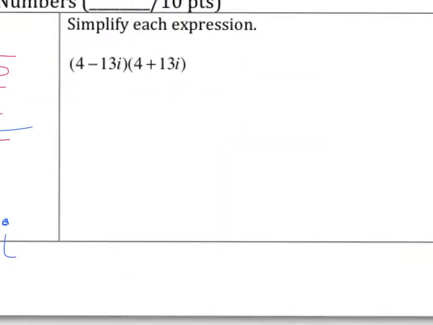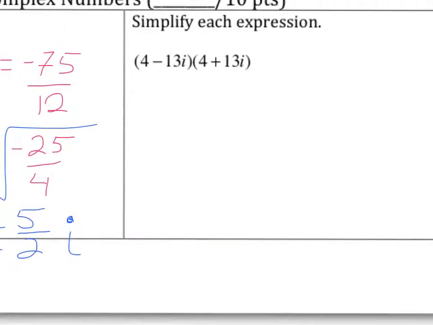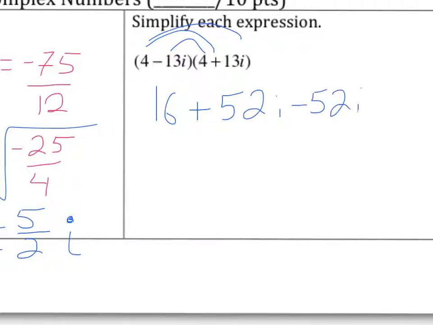Continuing with complex numbers, I ask you to simplify a complex number expression. Generally, again, we treat these just like we treat binomials. So 4 times 4, I get 16. 4 times 13i, I get 52i. Negative 13 times 4, I've got negative 52i. Negative 13 times 13i, I get plus 169i squared. My middle terms cancel out.